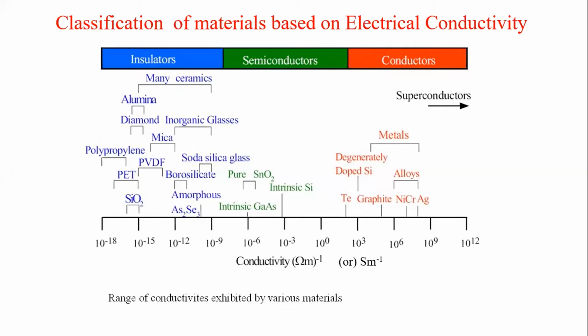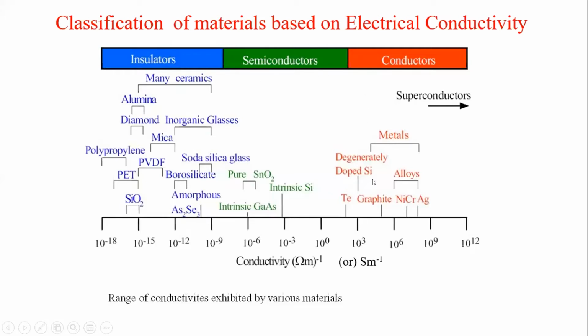One property of a material that divides it into broad categories is the electrical conductivity. If you range the electrical conductivity and divide the materials based on the values, you can divide them into three categories: conductor, semiconductor, and insulator.